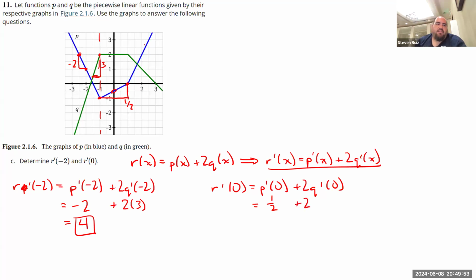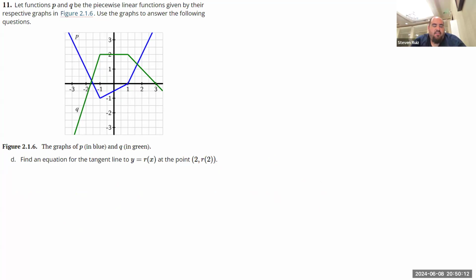And then what is the slope of q, the green function? So I have a horizontal line segment here. That tells me that my derivative is 0. So I get 1/2 plus 2 times 0, final derivative of 1/2. All right, moving on to part D.